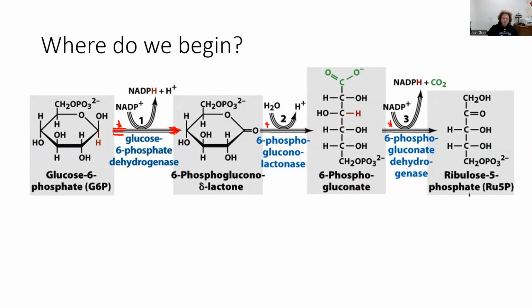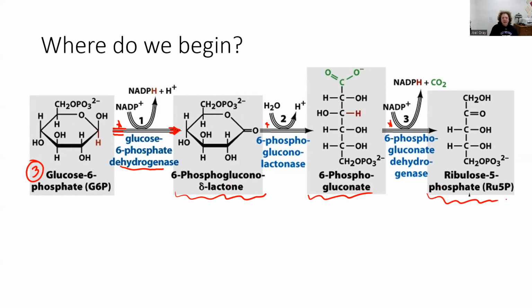The reason being is that when we start the pentose phosphate pathway, we have 3 glucose 6-phosphate molecules that enter the pentose phosphate pathway. So there are 3 simultaneous reactions catalyzed by glucose 6-phosphate dehydrogenase to make a total of 3 6-phosphoglucono delta lactone molecules, 3 6-phosphogluconate, and finally we end up with a total of 3 ribulose 5-phosphate molecules. Okay, so we're doing this 3 times.